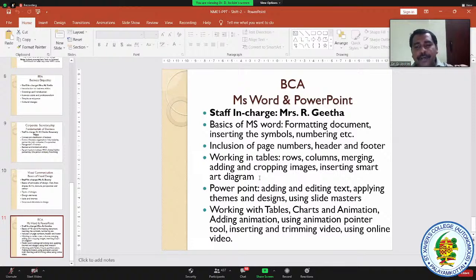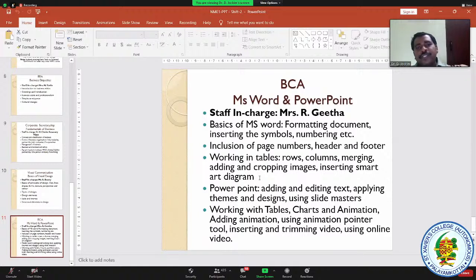In PowerPoint, how you have to add and edit text, how you have to apply themes and designs, and how you have to use slide masters. All these are given. Working with tables, charts, and animation, adding animation, using animation, the animation pointer tool, inserting and trimming a video in a PowerPoint slide, using online video for your PowerPoint slide, all these aspects are given.